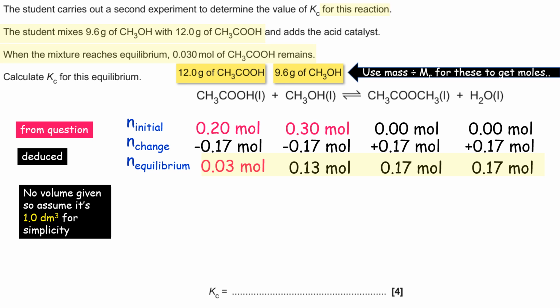So normally we want to convert these into concentration, and we do that by doing moles over volume. In the question, there's no volume given, so you assume it's 1 decimeter cubed, I beg your pardon, for simplicity.